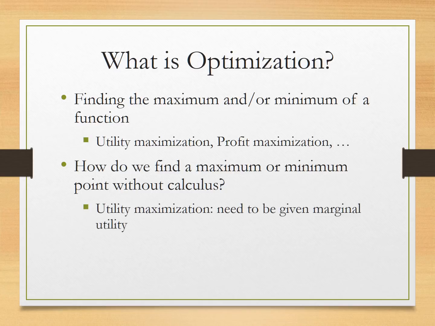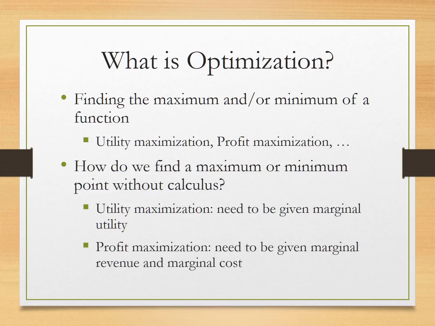If you remember, when we talk about utility maximization in a course without calculus, you have to be given marginal utility, right? It's something that you are given. So suppose the utility function is log x, then the marginal utility is something. Find the optimal consumption for this consumer. In the case of profit maximization, you will usually be given marginal revenue and marginal cost. And then the profit maximization point is given by MR equals MC.